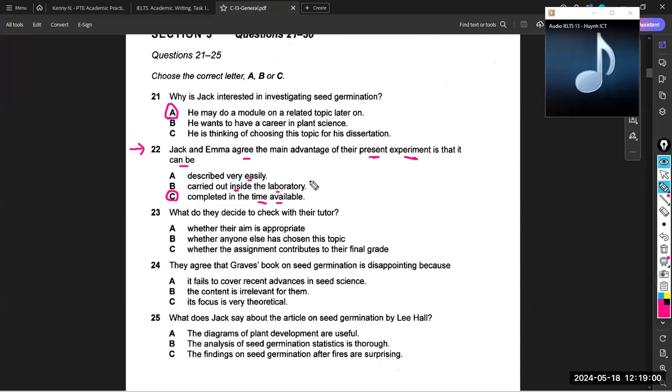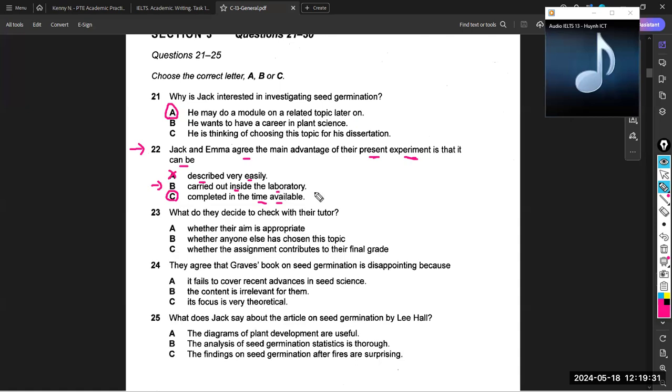A lot of the other possible experiments need quite a bit longer. So it is not described very easily. Let me cross out A. We still have B, carried out inside the laboratory. This is why it is really C, a good one to choose, because we still have enough time to do it. And I don't suppose it'd need much equipment.